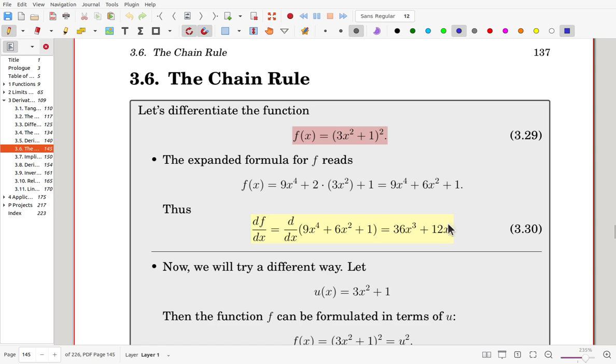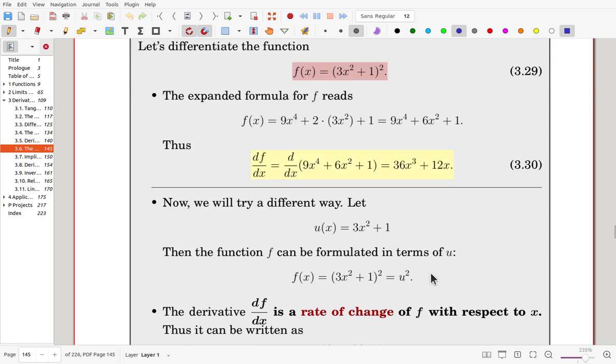Now you can differentiate it by using the power rule so that you can reach that derivative. You can do it this way. Now we'll try a different way. Okay, we introduce a new variable u, which is now 3x squared plus 1. That is this portion. Then f of x can be written as u squared, because we replace this portion by u, so that becomes u squared.